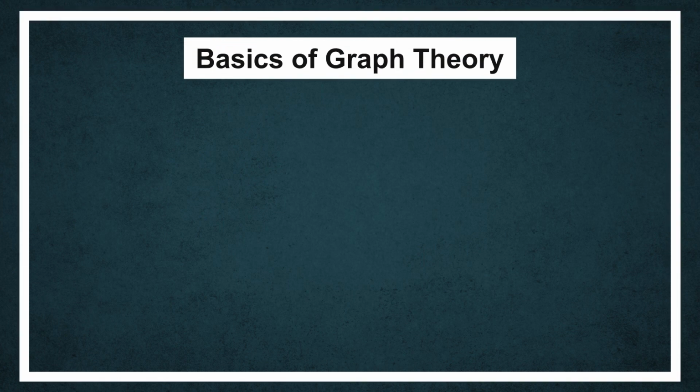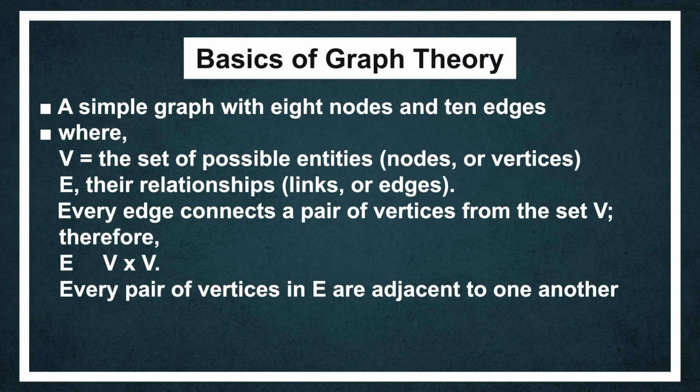Let us discuss some basics of graph theory. Formally, a graph, which can be represented by capital G, is denoted as a set V and E, where V represents the set of possible entities, namely nodes or vertices, and the set E is the relationship of all entities. It is also known as links or edges. Every edge connects a pair of vertices from the set V, and every pair of vertices in E are adjacent to one another. Some simple illustrations of graphs are shown in the coming slides.